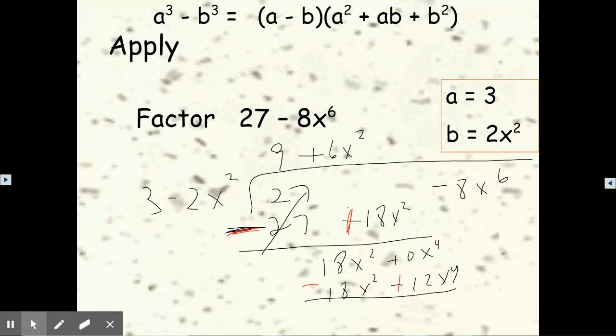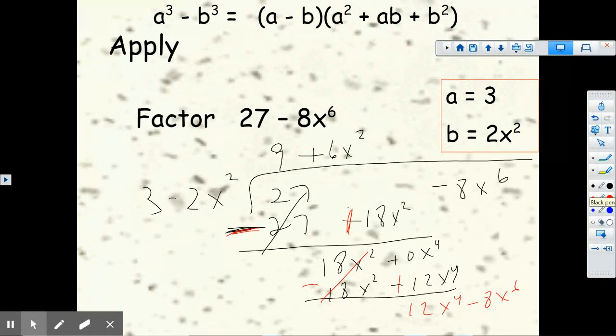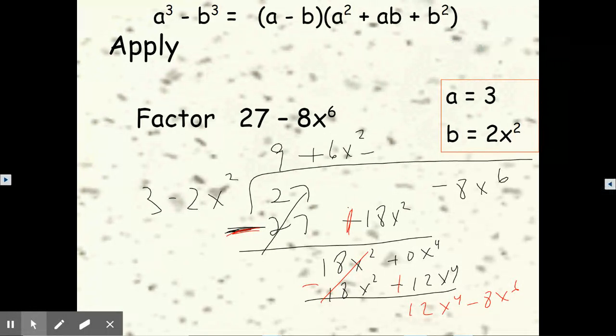Change signs, and this goes away, and this becomes 12x to the 4th, and bring down the next thing, which is negative 8x to the 6th. 3 goes into 12x to the 4th. That would be plus 4x to the 4th times. And then when I multiply this out, everything's going to go away. 4x to the 4th times negative 2x squared would be negative 8x to the 6th. So after you change signs, those will go away. So of course it works out the same way. It's just another way of seeing it.